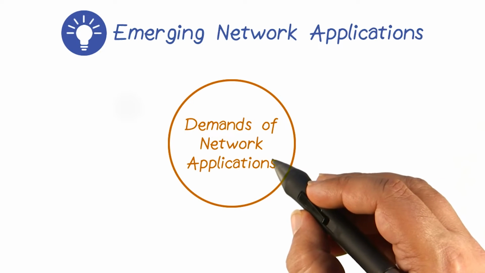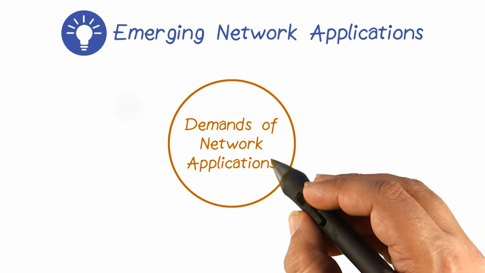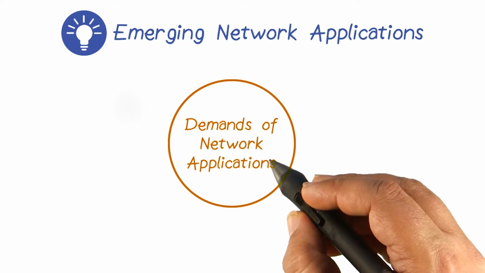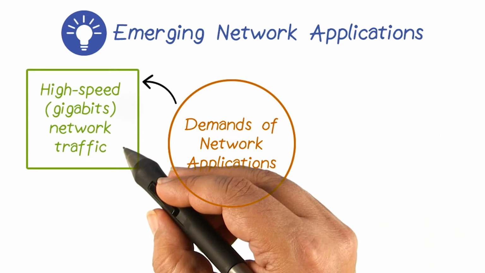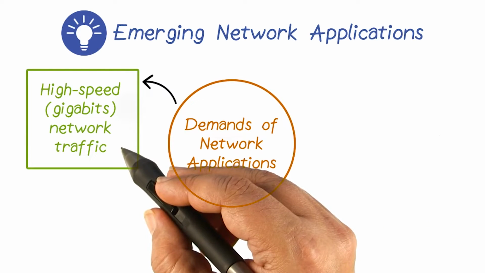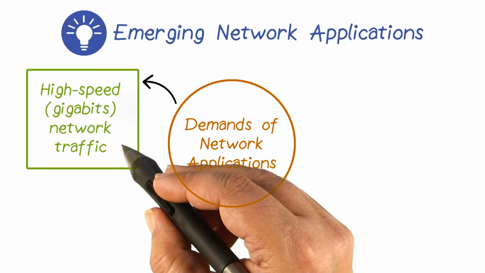So before we dive into the network processors and the different kinds of network processing applications, let us first look at the demands of network processing applications in terms of what kind of processing happens in the network. So to your surprise, network processing has a lot of demands placed on it. First of all, network processors have to deal with very high speed, that is gigabit network traffic.